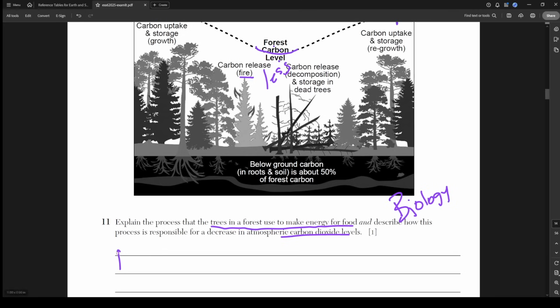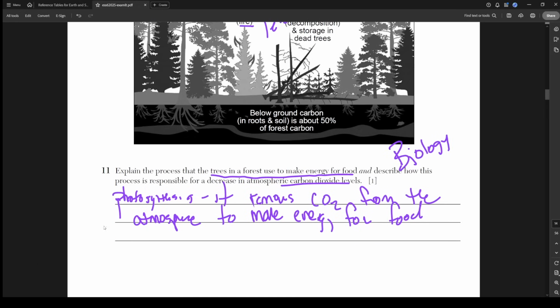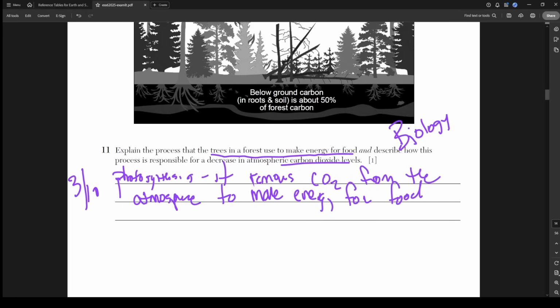So, the process is photosynthesis. And it's important because it removes CO2 from the atmosphere to make energy for the food. So you know how plants work, right? They bring the CO2 in, and then they spit out oxygen, and they make their own food. So that's the answer to this. Honestly, it's a really easy question if you know how photosynthesis works, and I feel like you learned photosynthesis in elementary school. So as long as you knew what it was, you could definitely figure that out.